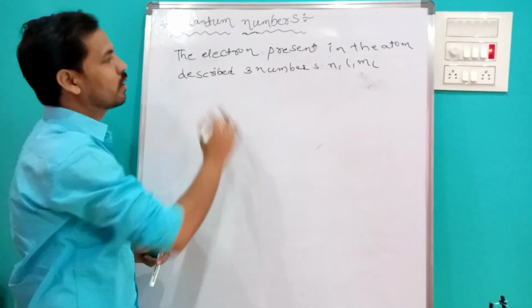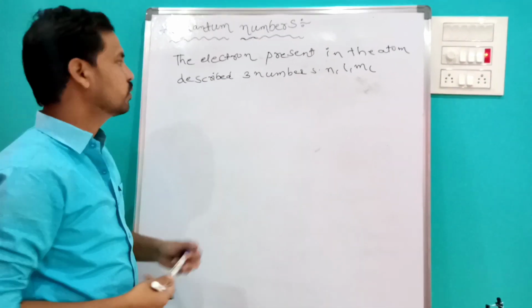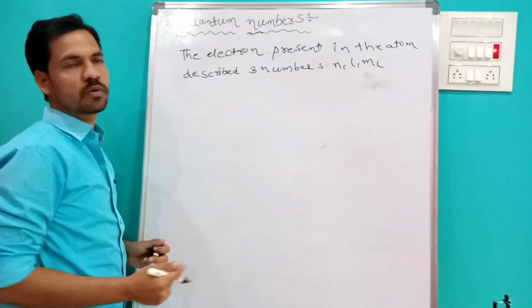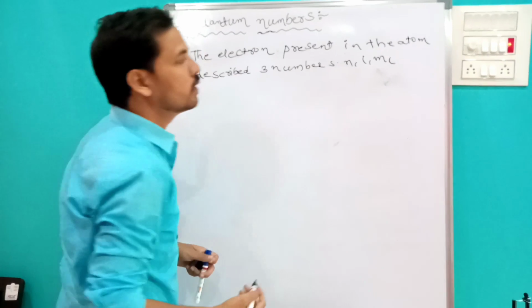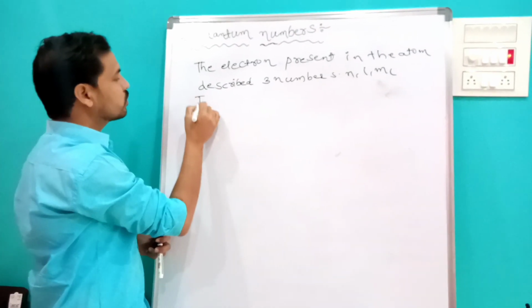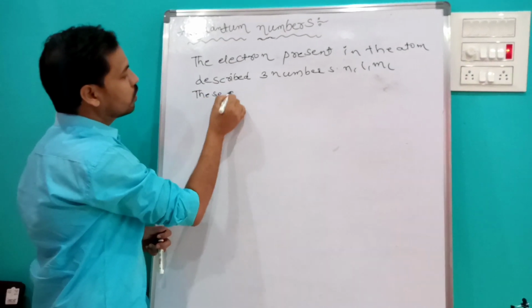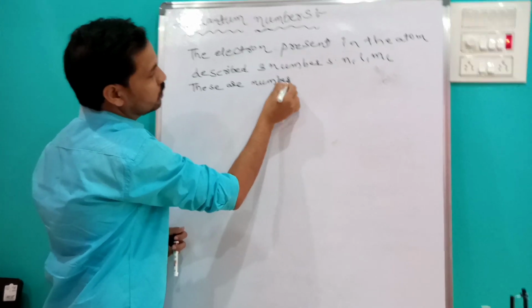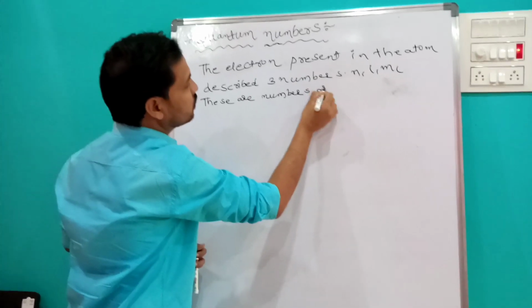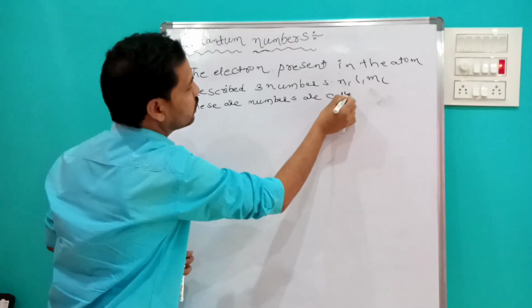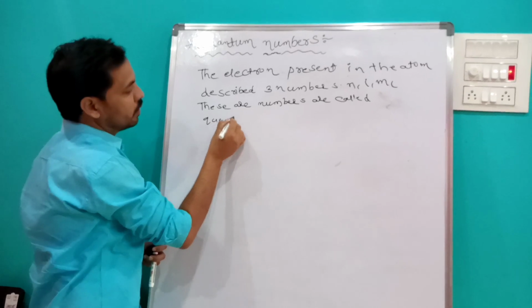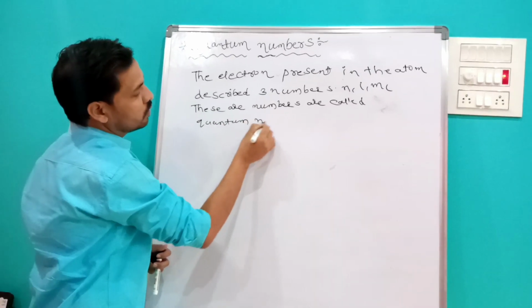The electron present in the atom is described by how many numbers? Three numbers. What are the numbers? N, L and Ml. So these numbers are called the quantum numbers. This is the definition of the quantum number.